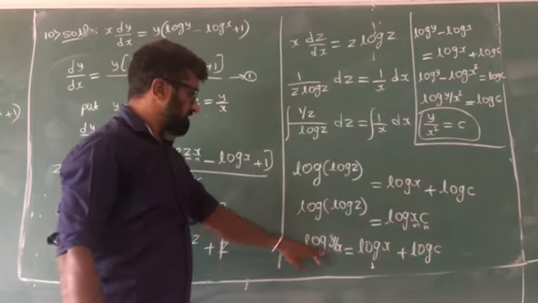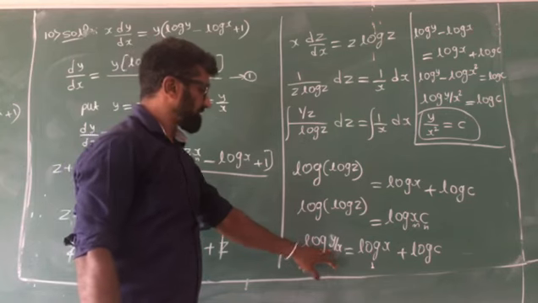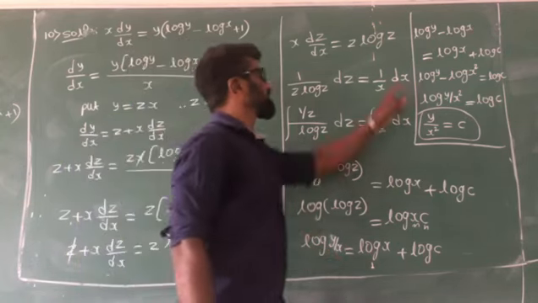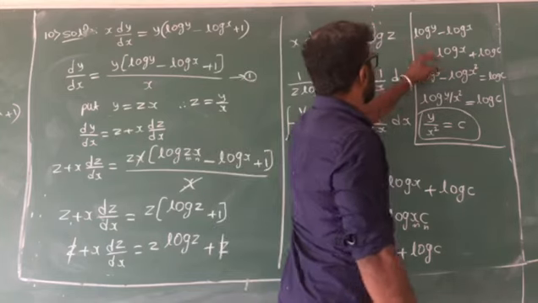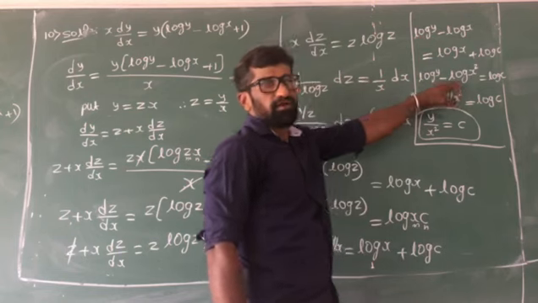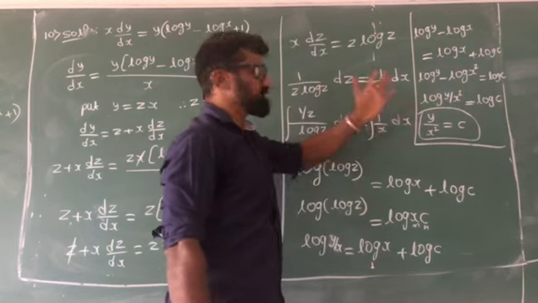The log z, replace the z value in terms of y by x, log m divided by n, or 2 log m minus log n. Log x minus 2 log x, using the log m raised to n formula, simplify and we get this, right?